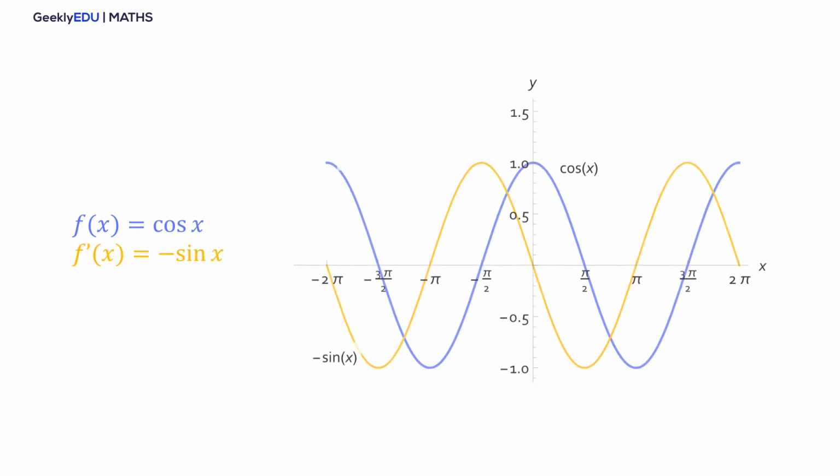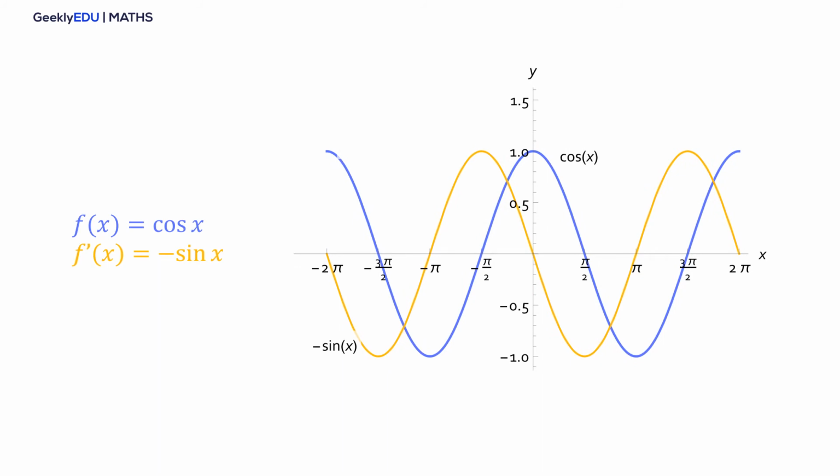The representation of these two functions is shown in the graph, being the yellow line the derivative of the cosine function in blue.